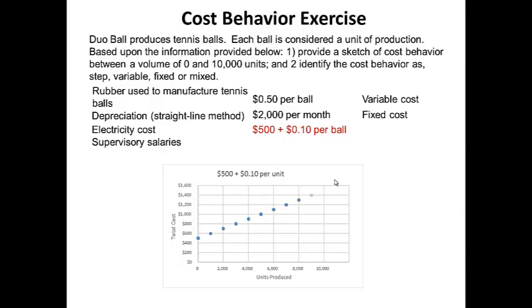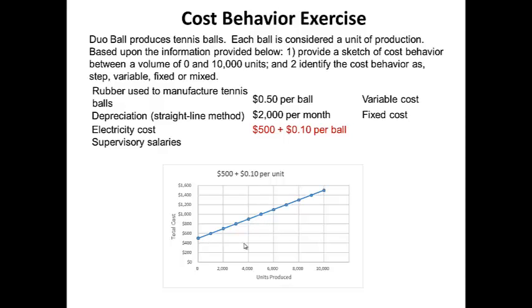Okay, now we have a pictorial, or a graph of the cost of the cost behavior between 0 and 10,000 units. And you'll remember at 0 units, we still are going to incur a cost of $500 because we will pay $500 per month whether we use any type of electricity or not. Therefore, it starts out at $500, and then as we start producing units of the tennis balls, it starts going up by 10 cents for every unit produced.